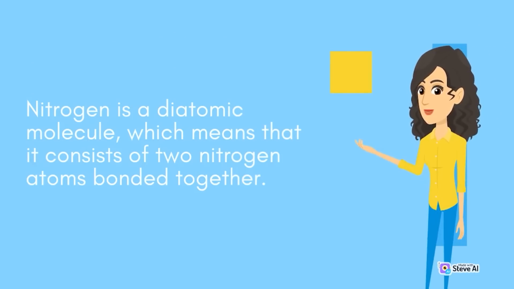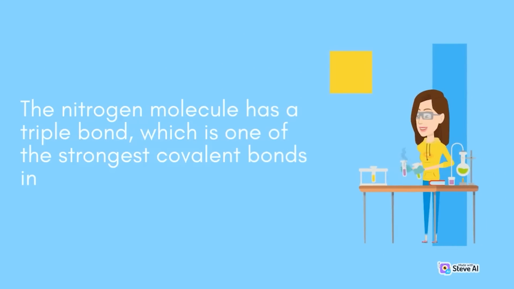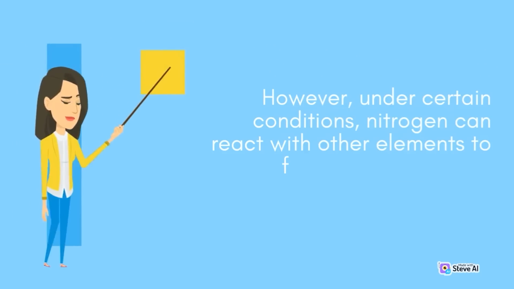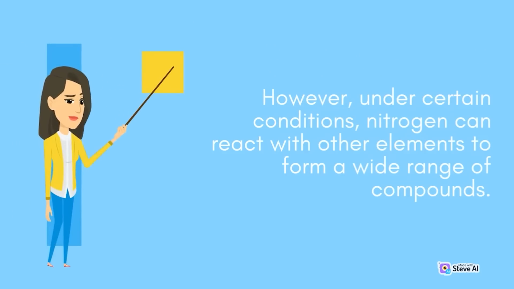Nitrogen is a diatomic molecule, which means that it consists of two nitrogen atoms bonded together. The nitrogen molecule has a triple bond, which is one of the strongest covalent bonds in nature. This triple bond makes it difficult for nitrogen gas to react with other substances, which is why it is relatively inert. However, under certain conditions, nitrogen can react with other elements to form a wide range of compounds.